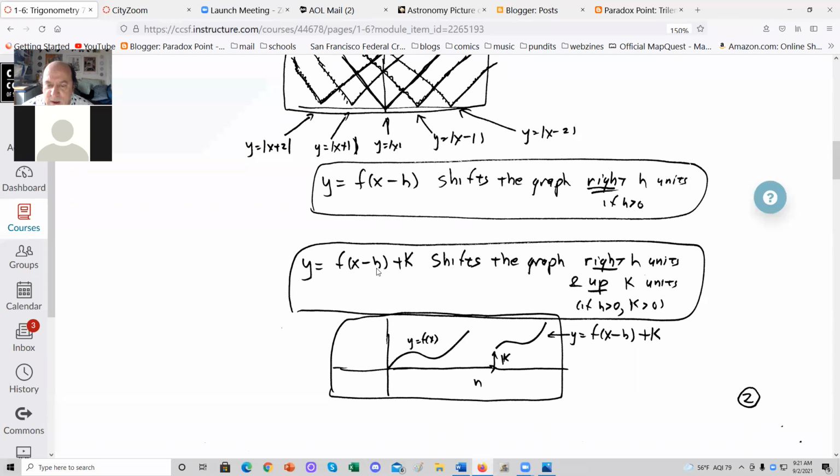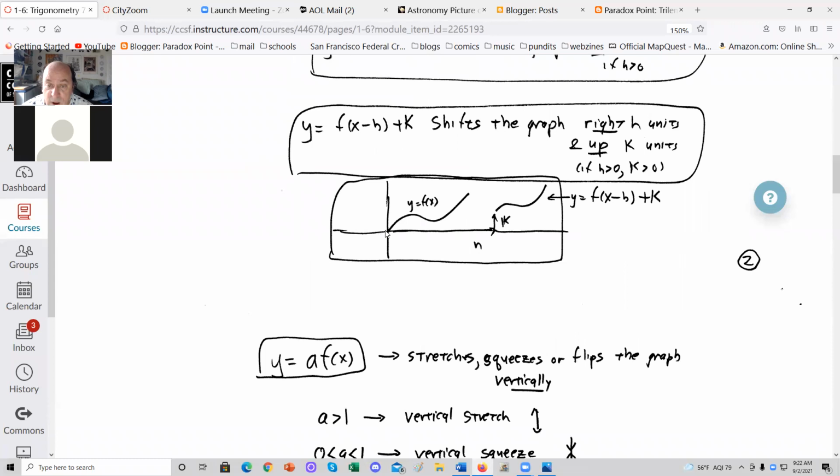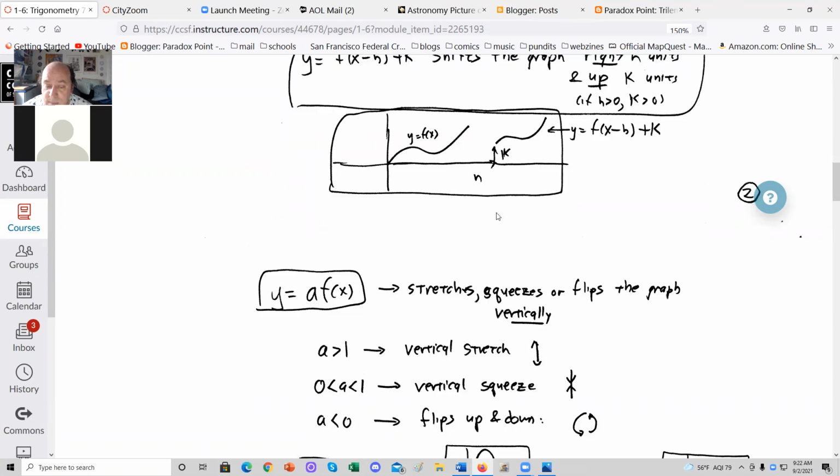Note that there's slightly different behavior for inside and outside the function. Minus a positive number inside shifts it right, plus a positive number outside the function shifts it up. And often you'll get things like absolute value of x plus 1. You have to write that as x minus negative 1, and so it would be 1 unit to the left. So if this is the graph of y equals f of x, then y equals f of x minus h plus k is shifted over to the right h and up k.